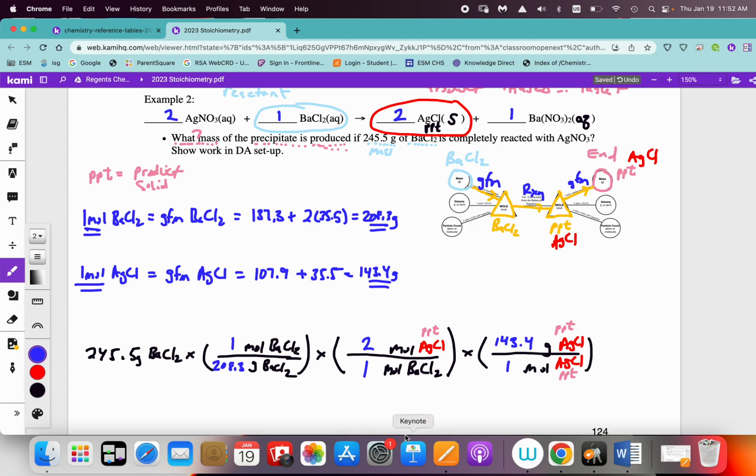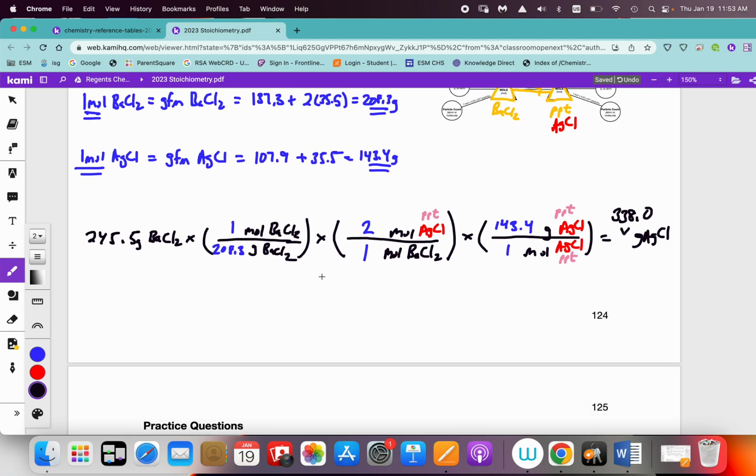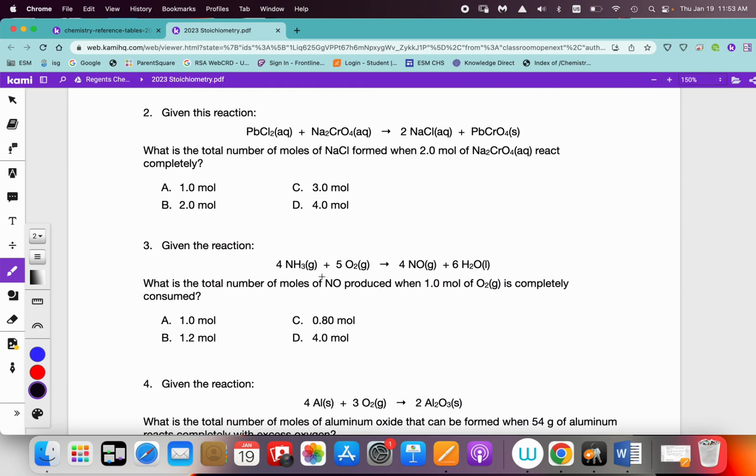So now I can simply pick up my calculator and calculate the number of grams of AgCl. So when I put this into my calculator, I didn't leave myself a lot of room here to write the answer. My final answer would be 338.0 grams of AgCl.